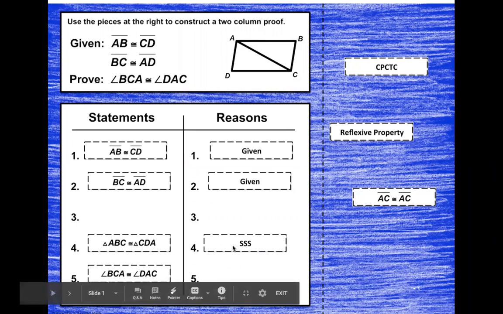All right, so after we've got two triangles congruent, then we continue to talk about their smaller parts. After you have said that the triangles are congruent, and then you continue to talk about their parts, what reason is that going to be from this column over here?